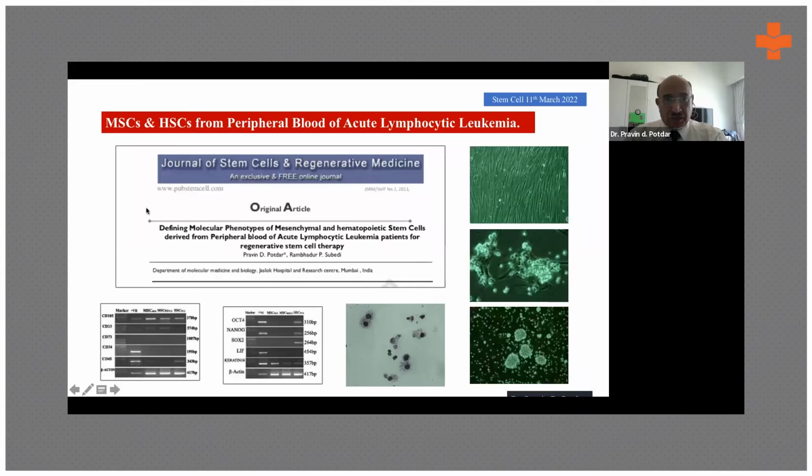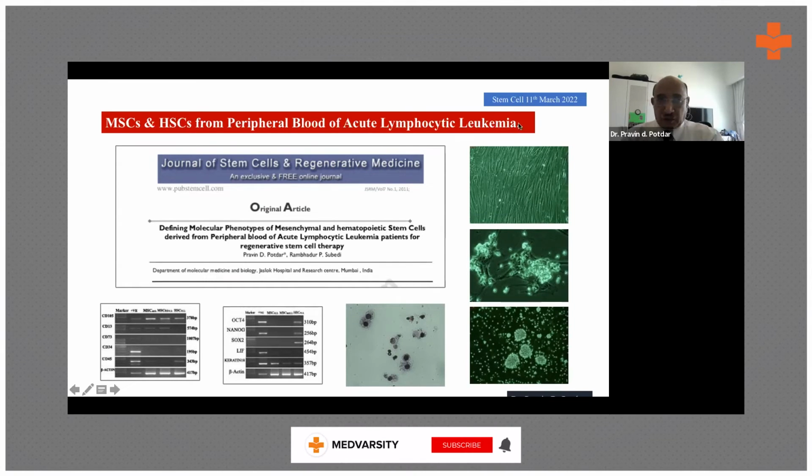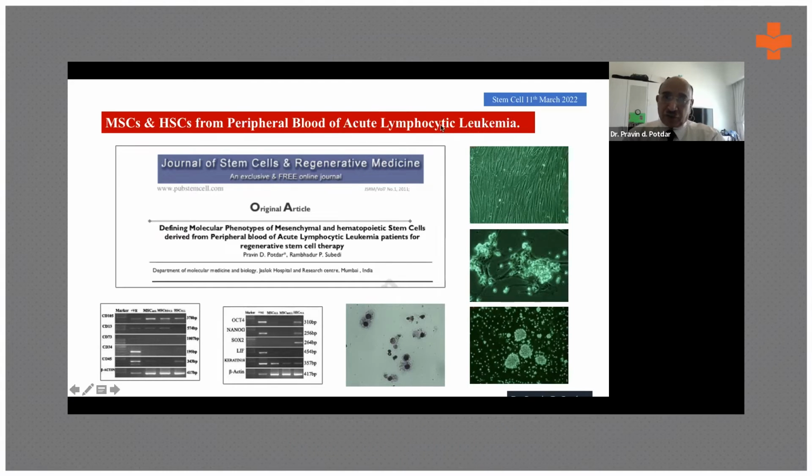Then this is another publication, defining molecular phenotypes of mesenchymal and hematopoietic stem cells from acute lymphocytic leukemia. This is again one of the big problems in diagnosis and other things. But if you look at the stem cell research angle, you are able to find the basic mechanism of this particular disease, which I got. At that time I was very new and could not extend that work. Actually, when I put these cells into culture, I found some MSCs, mesenchymal stem cells.